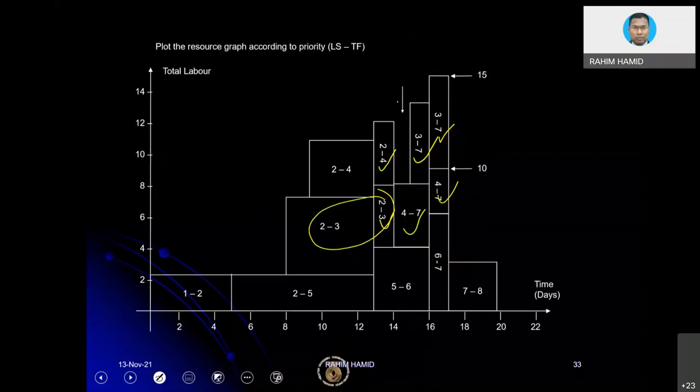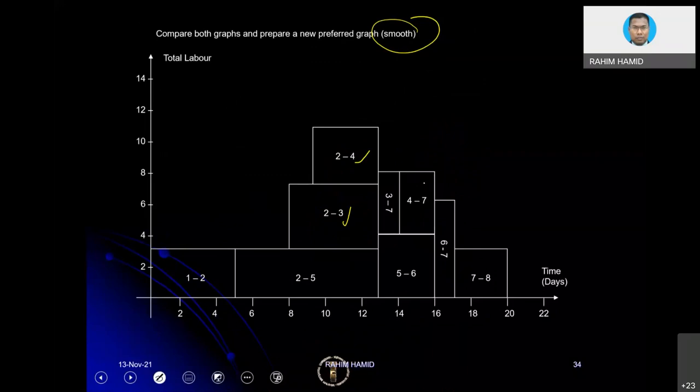So what happened is that some of the activity here, 3, 7. Okay, 3, 7 is being pushed forward a little bit, and then activity 4, 7 stays there, because activity 3, 7 still has some empty time there, some free time there. So at the end of the day, we end up like this.